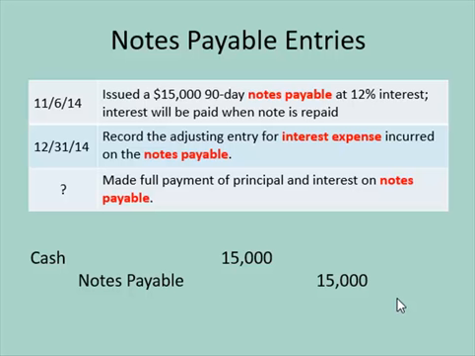So starting with the entry to record the issuance of the notes payable, we will debit cash for $15,000 because we're borrowing that cash, and credit the liability account notes payable.